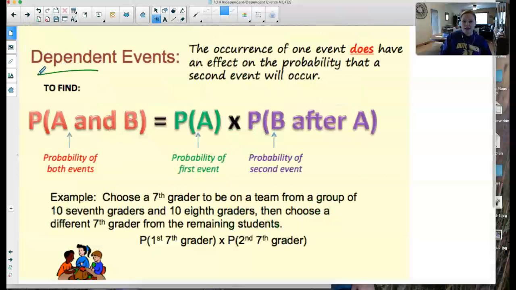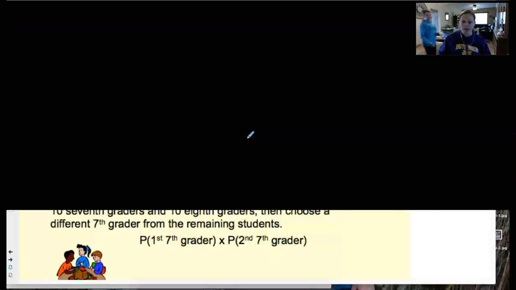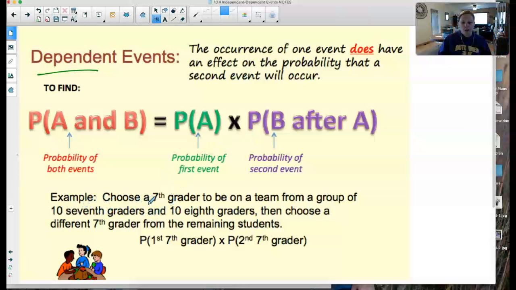Now, if they're dependent events, that means that the occurrence of one event does have an effect on the probability of another. So we're looking at the probability of A and B, and the probability of A times the probability of B after A. Now that seems super confusing right now. I promise I will try to make this easier. So for example, if I choose a 7th grader to be on a team from a group of 10 7th graders and 10 8th graders, then choose a different 7th grader from the remaining students. Now this is a dependent scenario because after you pick one person, they're already picked. They can't be chosen again.